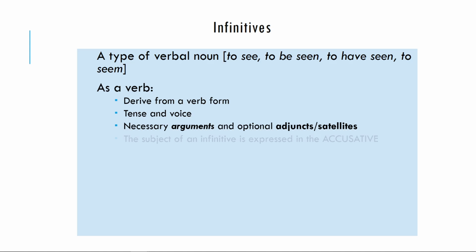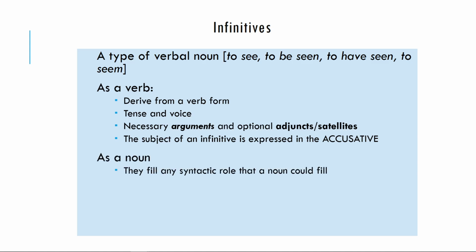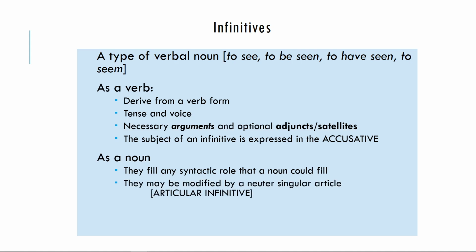The subject of an infinitive is in the accusative, generally speaking. As a noun, they can fill any syntactic role a noun could fill. So an infinitive phrase could be used as the subject of a sentence, as the object of a sentence. It can function as an adverb if it's a future indicating purpose. And we also get what are called articular infinitives, which is you stick an article in front of the infinitive just to make it absolutely clear that this is acting as a noun. So you use a neuter singular article.